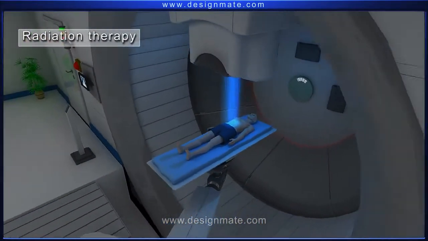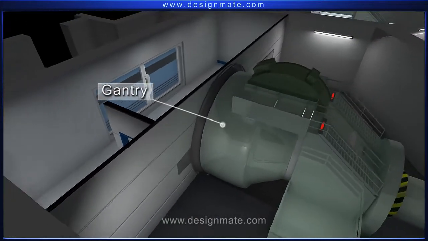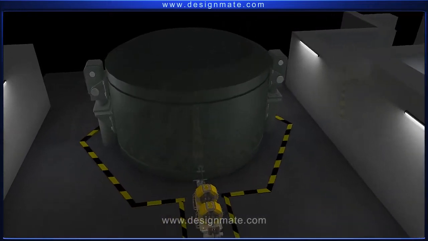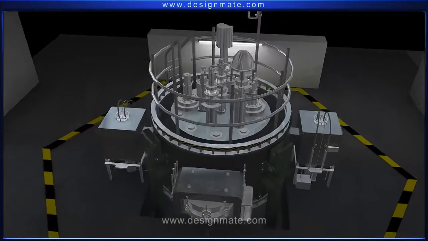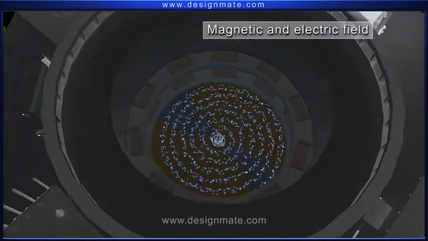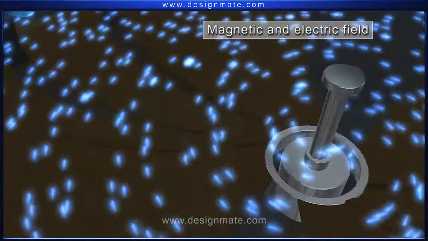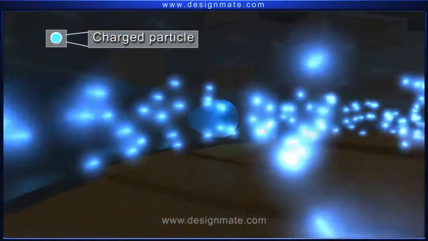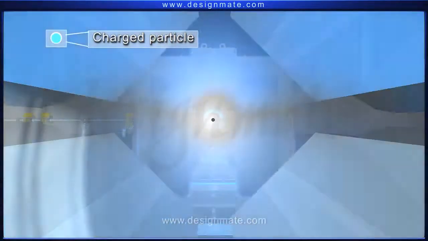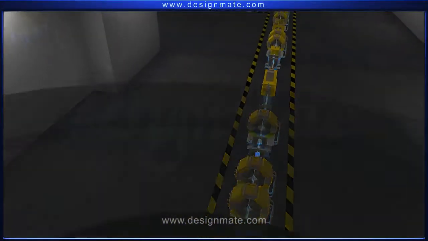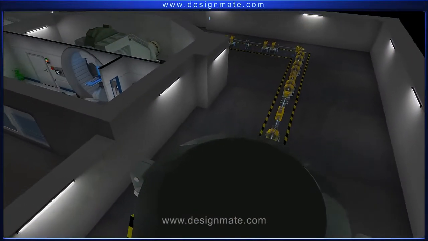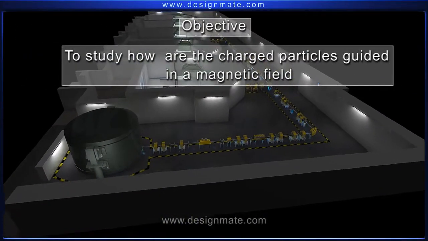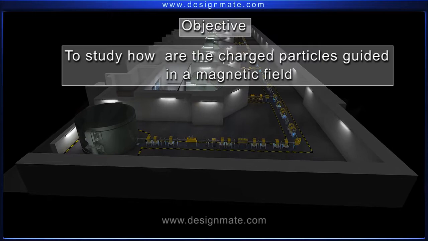Providing such radiation therapy these days has become possible due to modern cyclotron technology. Cyclotrons employ magnetic fields to guide the charged particles in the cyclotron, while the electric field imparts energy to them. These charged particles produce radiations which are used for cancer therapy. In this topic, we shall understand how charged particles are guided in a magnetic field.